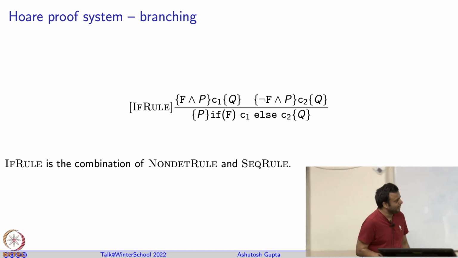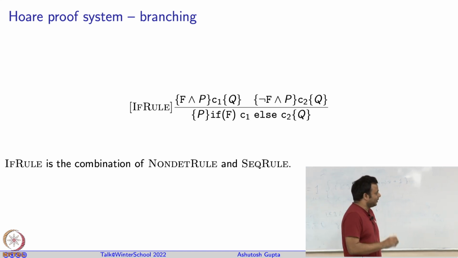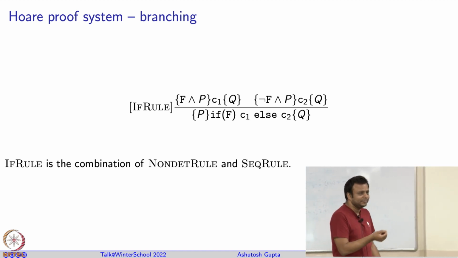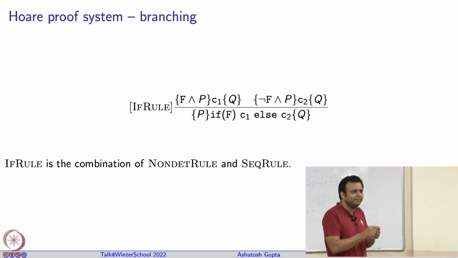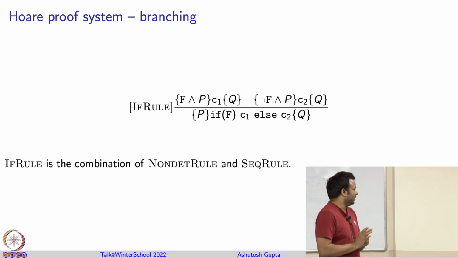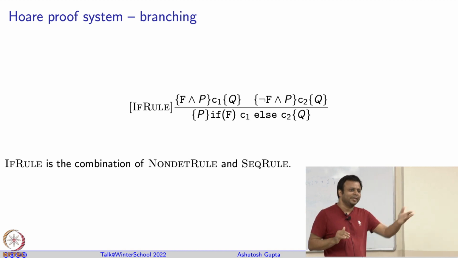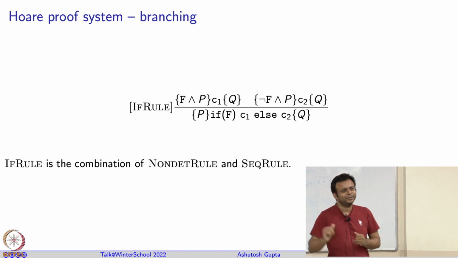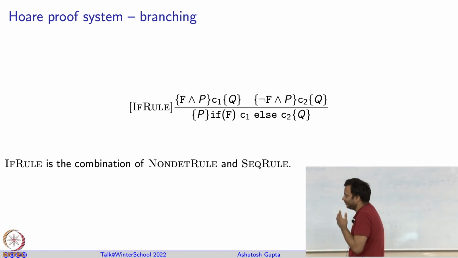So the if rule is fairly simple actually. F is the condition. Under the true condition and a property P, you land in Q. If I start with not F and P, then I land also in Q. Then I know whenever I start with P, I will land in Q. If it's true, I still get in Q. If it's false, it also gets in Q. Therefore, I am always going to get in Q. Very simple. There is nothing complicated about it.